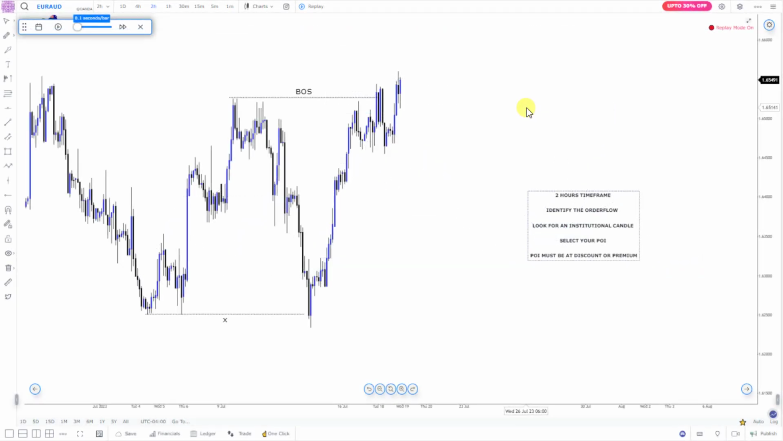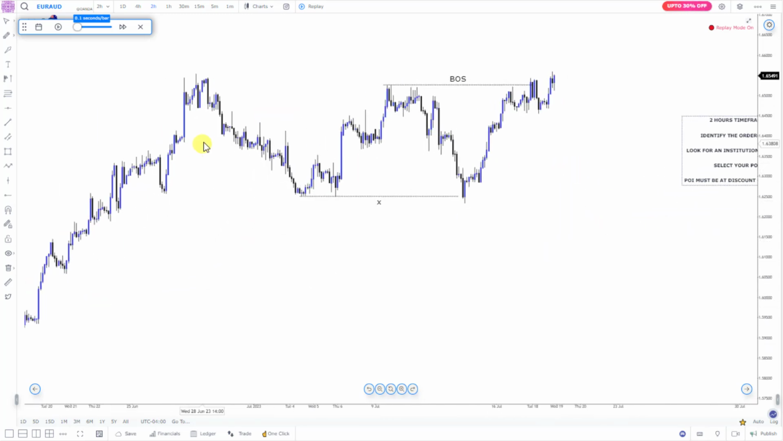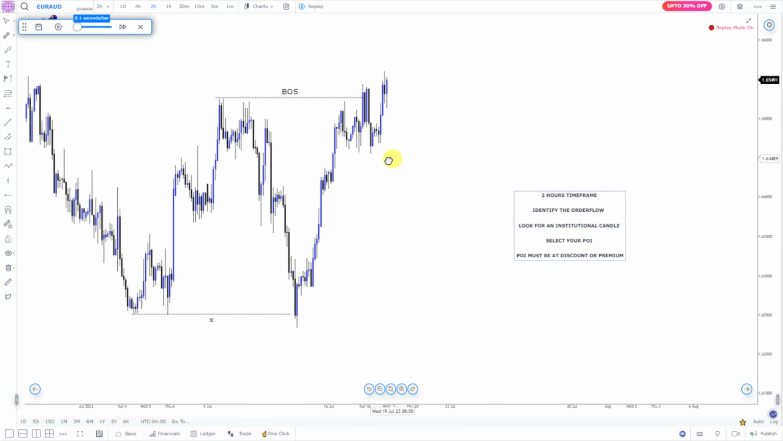So this is the EURAUD price chart, and I'm going to use it to explain further so you understand better. Remember, I said we're going to be using the 2 hours time frame, and we're on the 2 hours time frame. I said you should identify the order flow. Now if you look, you can clearly see that the order flow is bullish. Price has been pushing to the upside, so the order flow is bullish right here.